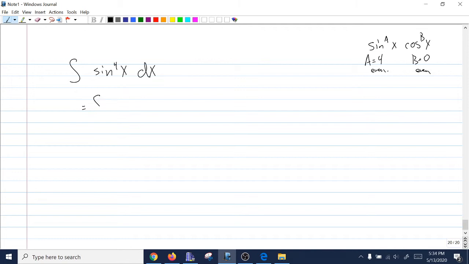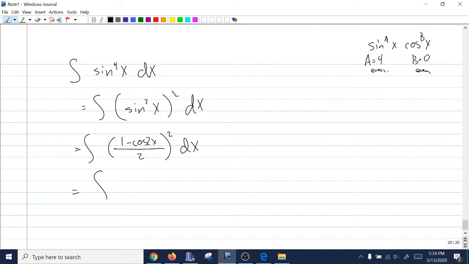This is sine squared x, squared. I look up my formula for sine squared x. It's 1 minus cosine 2x over 2, squared. I FOIL that out. I get 1/4 times 1 minus 2 cosine 2x plus cosine squared 2x. I know how to integrate 1. I know how to integrate cosine 2x. How do I integrate cosine squared 2x? This is an even power of cosine. I gotta use the same formula again.